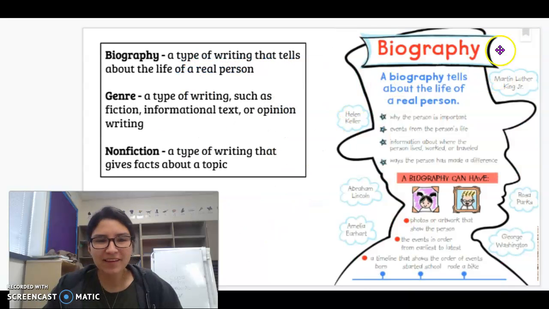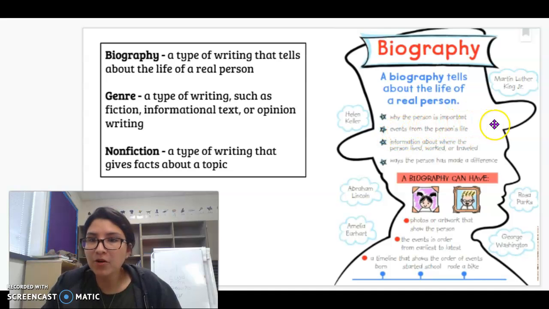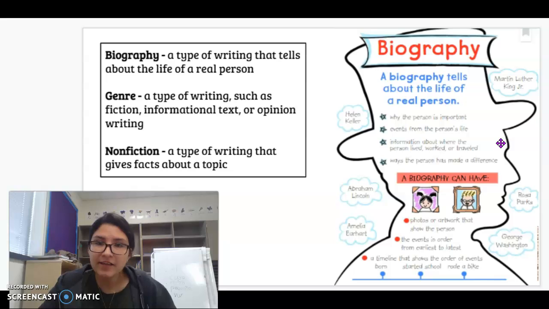All right, and one more thing I'd like to review is biography. We've been learning about biography this week, and so I thought we could just go over the little poster real quick. So a biography tells about the life of a real person. We've read about Mr. Rogers, we read about Marie Curie yesterday, and today we'll be reading a story about Gabriela Mistral. So we learned about why the person is important, the events from the person's life, information about where the person lived, worked, or traveled, and then ways the person has made a difference in the world.